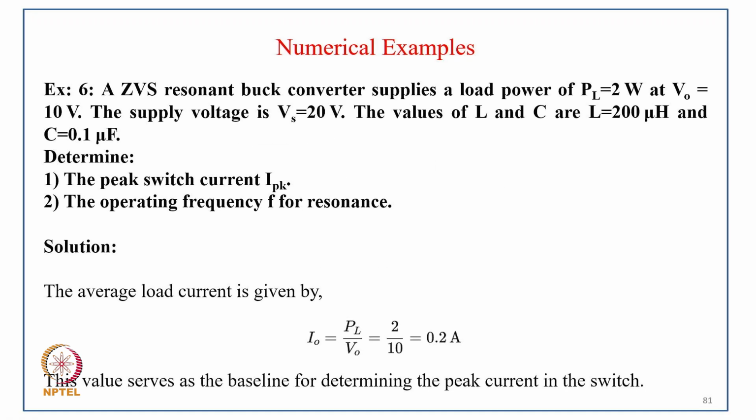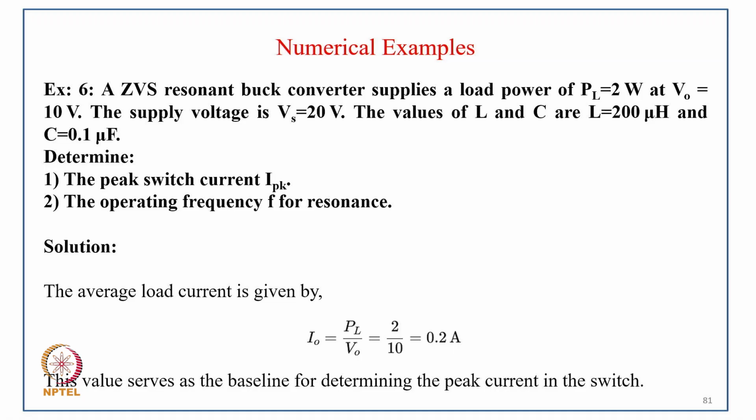So coming to example 6, a ZVS resonant buck converter supplies a load power of PL equal to 2 watt at VO equal to 10 volt, and the supply voltage VS equal to 20 volt. The values of L and C are L equal to 200 microhenry and C equal to 0.1 microfarad. To determine the peak switch current I peak and the operating frequency F for resonance.